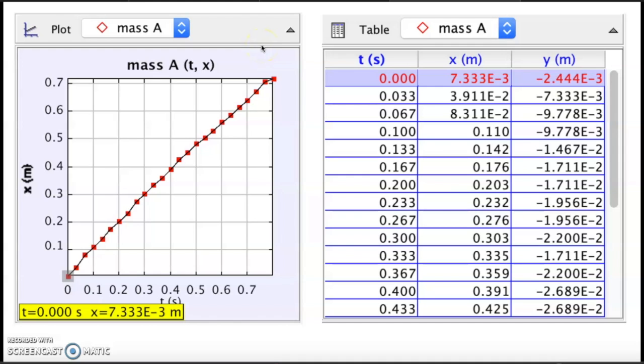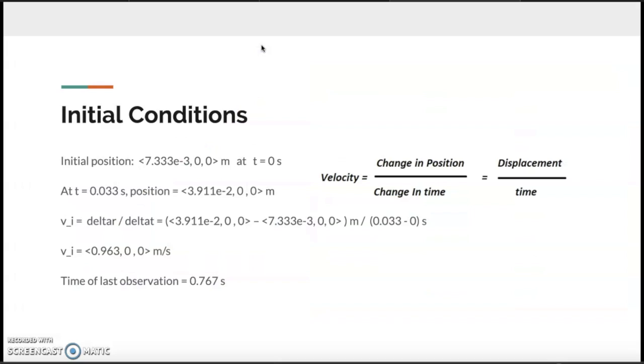This is just a closer look at the graph and the table that I got from Tracker. Using the values from this table, I was able to calculate some of my initial conditions. Using the table, I got my initial position as well as a second position in order to calculate my initial velocity. As you can see on the slide, I use the formula velocity equals change in position over change in time, and I was able to calculate my initial velocity as 0.963 meters per second in the x direction.